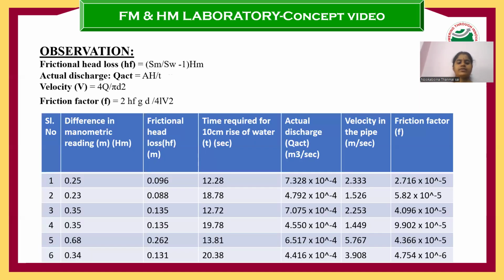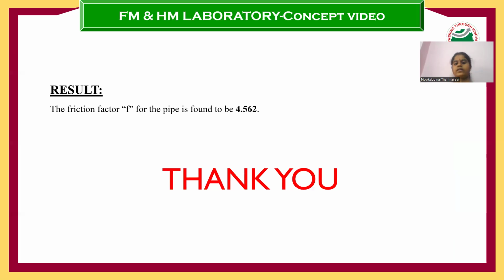The observations are noted down here. For calculating frictional head loss, hf = h × (S/Sw − 1), where Sw is the specific gravity of water, and its unit is metres. Actual discharge is Q actual = A × h/t, that is area into height by time. Velocity is V = 4Q/πd². And the friction factor calculation is f = 2hf gD/4LV². The result obtained here is 4.562.